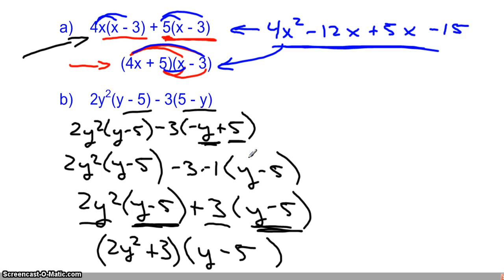So you can see this is a little trickier, isn't it? You have to kind of see, oh wow, these two things were opposite, so I can pull a negative 1 out and end up with the same. Okay?